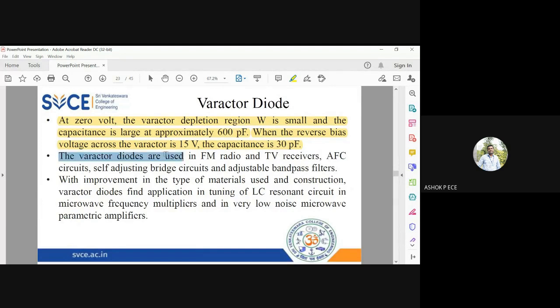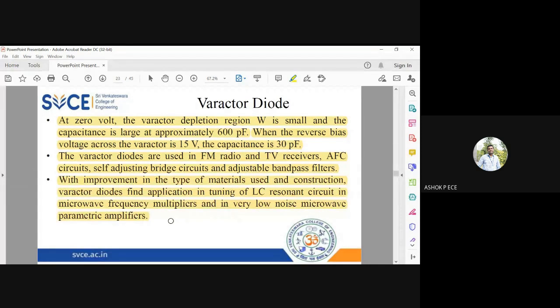Varactor diodes are used in FM radio and TV receivers, automatic frequency control (AFC) circuits, bridge circuits, and adjustable band pass filters. There are enormous applications wherever this capacitance is going to be used, and those applications also fit Varactor diodes. With the improvement of materials used in construction, Varactor diodes also find application in tuning LC circuits in microwave. So in high frequency operation also, these Varactor diodes are being used, in some microwave frequency multipliers and in very low noise microwave parametric amplifiers.